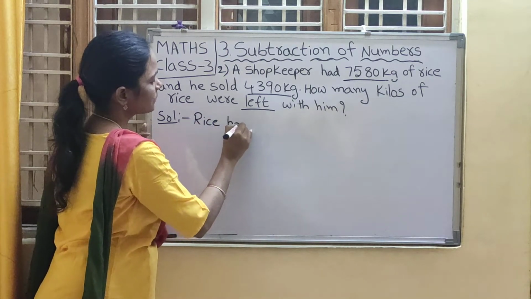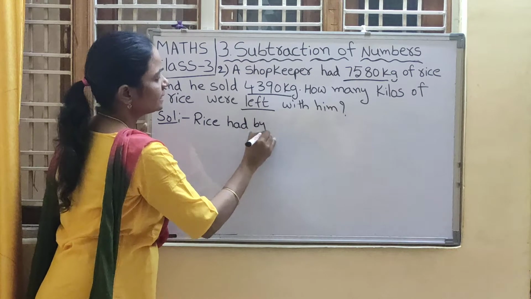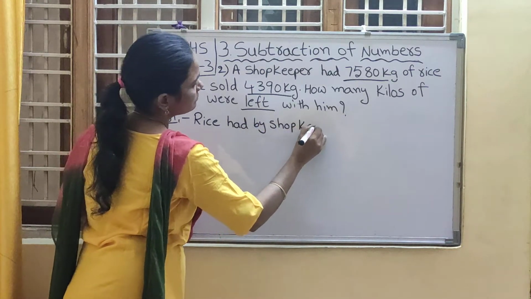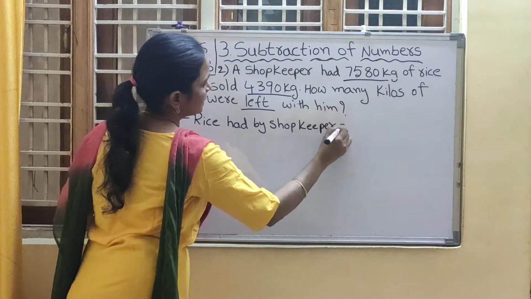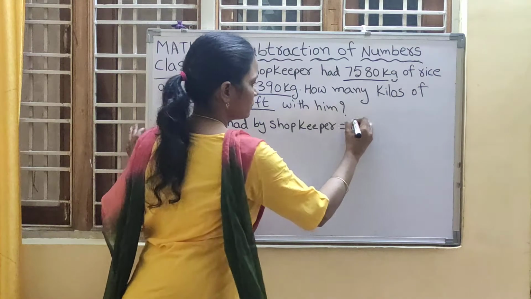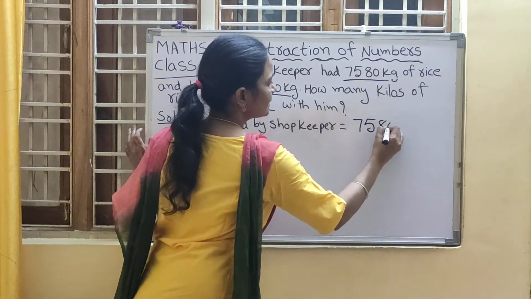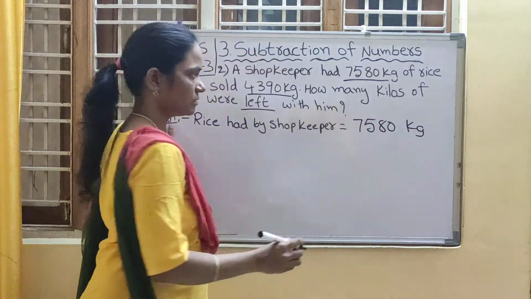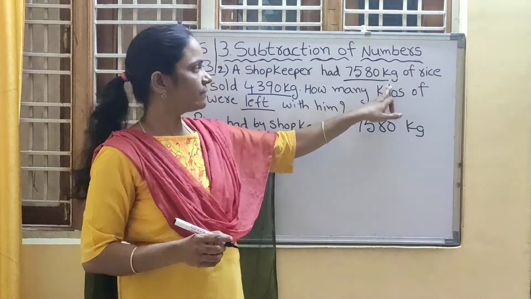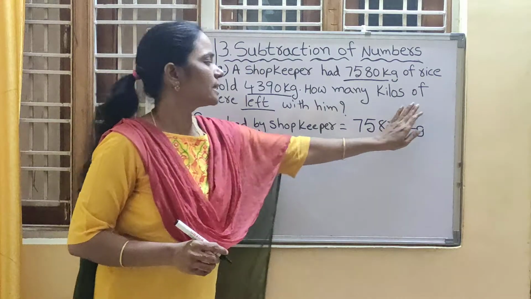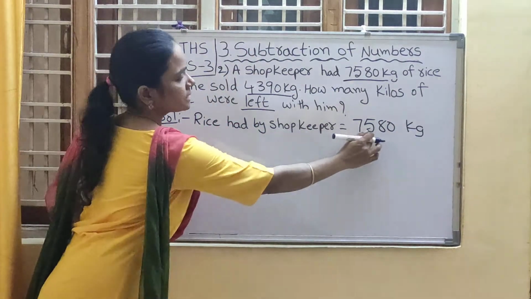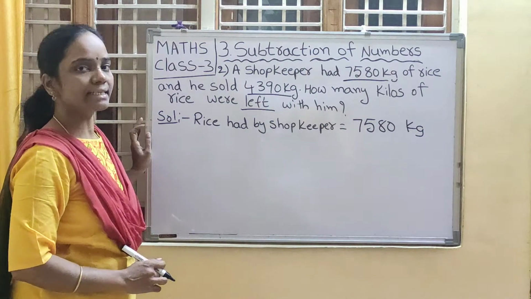Rice had by shopkeeper is equal to how many kgs of rice did he have? Very good. 7,580 kgs. Okay, write down the units. After the number we have to put the given unit, otherwise it is an invalid number. So rice had by shopkeeper is equal to 7,580 kgs.